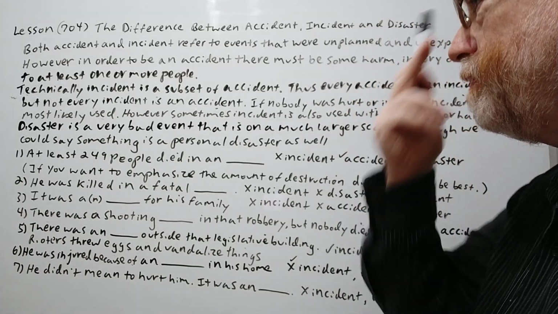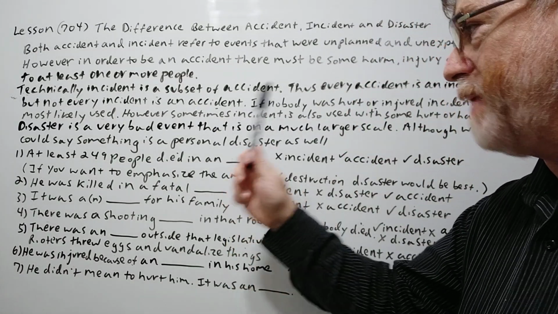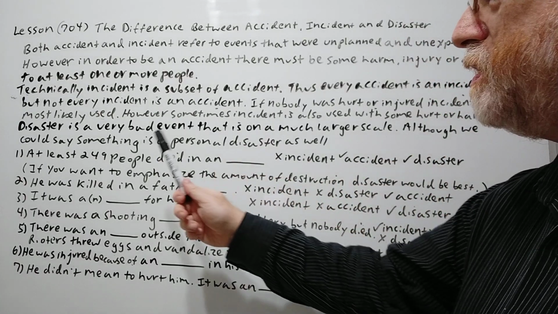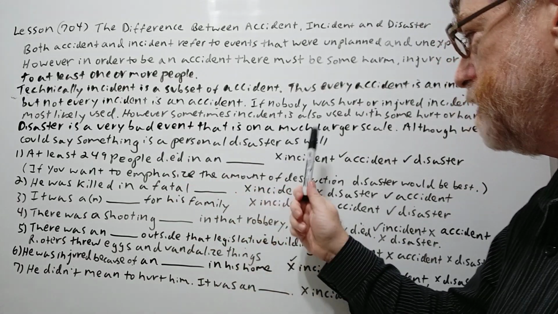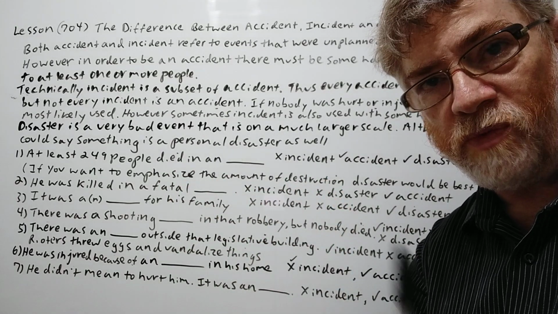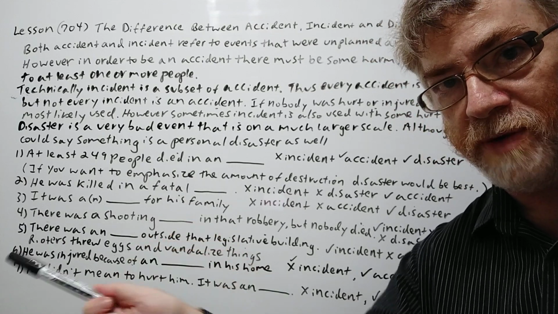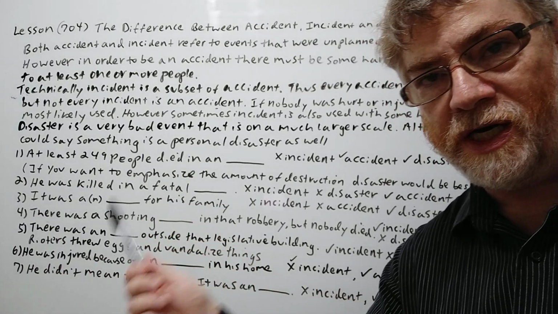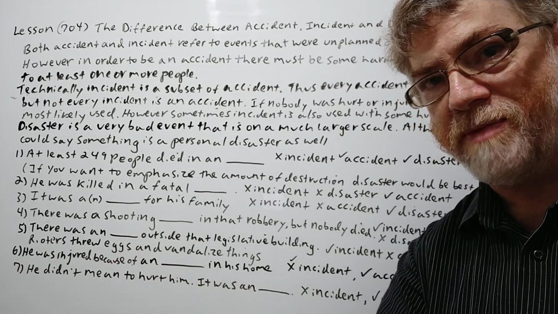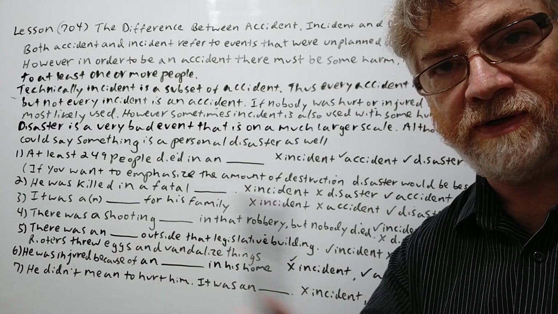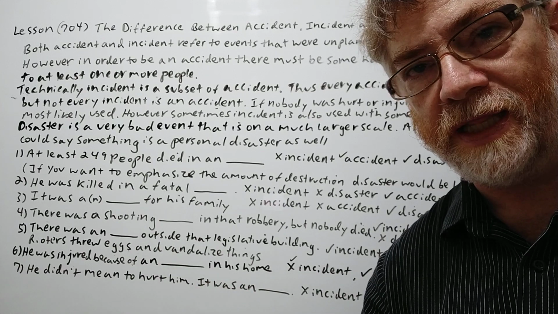All right, let's continue. Disaster is a very bad event that is on a much larger scale, although we could say something is a personal disaster as well. So even when it's personal, it's very serious for that one person. It's large for that one person. But when we use it in a general sense, then usually we're talking about quite a few people, maybe in the hundreds or at least dozens or something like that.